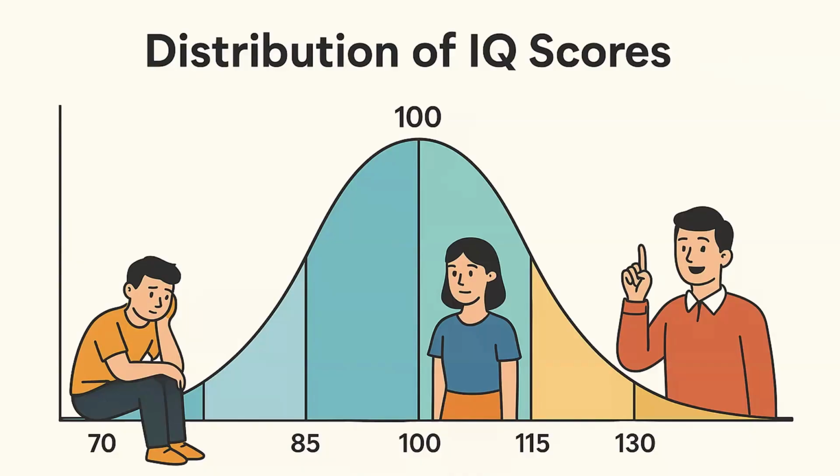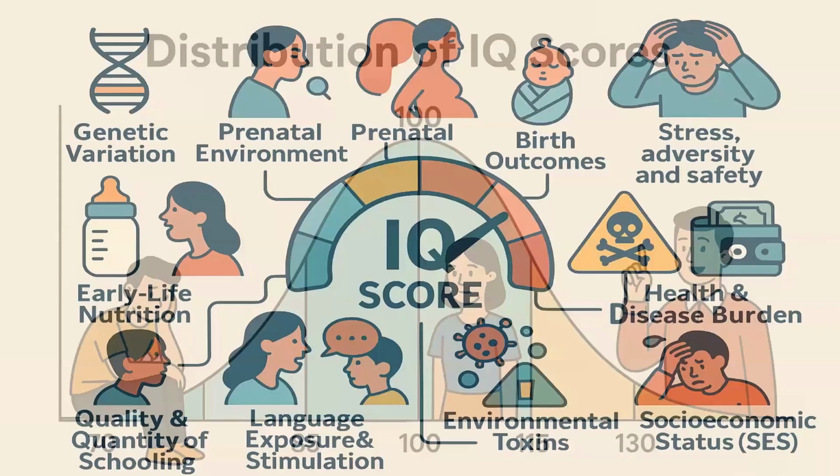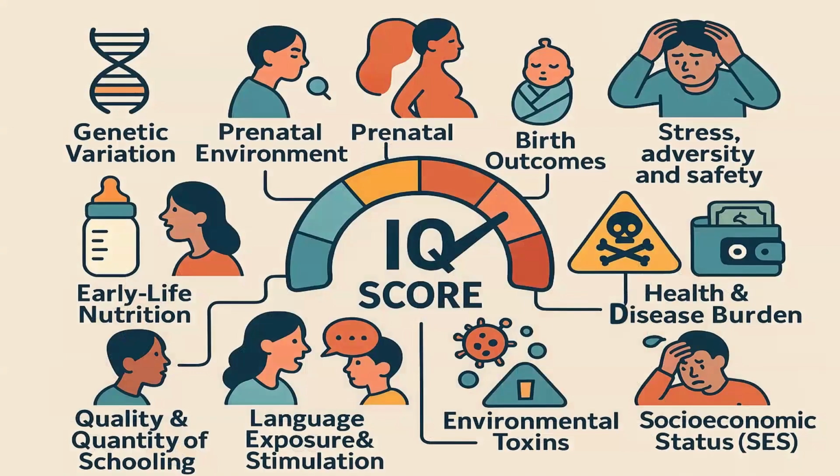So I'm going to list 10 of these, and we're going to be using 10 in this demonstration. So let's go through each of them very, very briefly in turn. What are the 10 most important factors in terms of contributing to an IQ, in terms of increasing your IQ or decreasing your IQ?